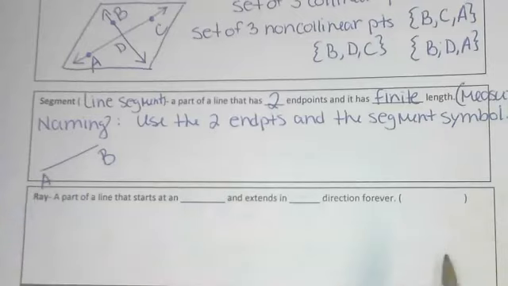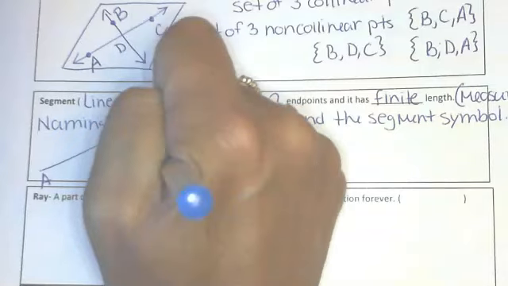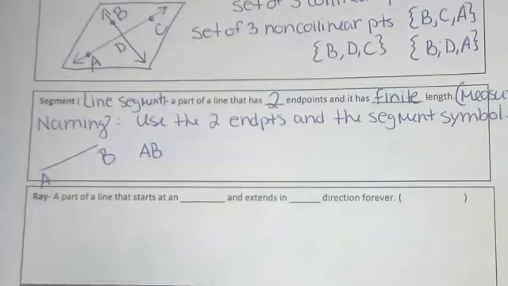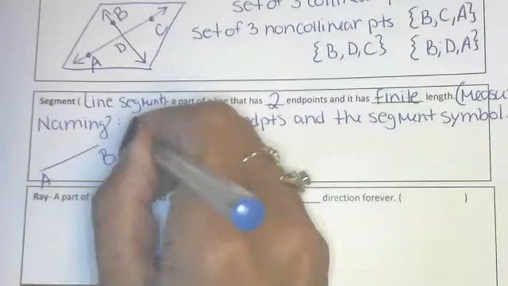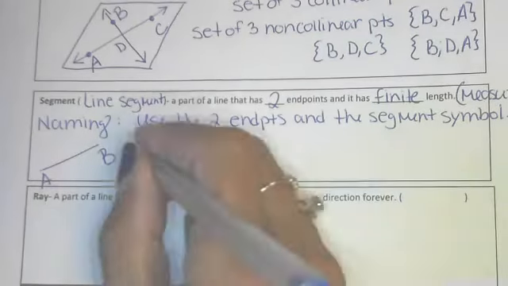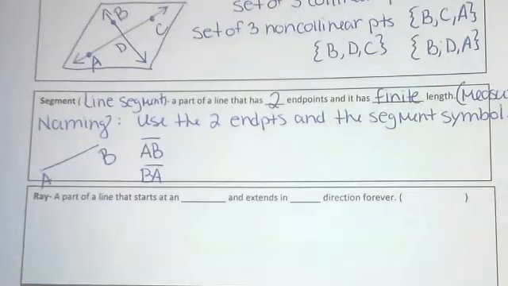So to name this particular segment, I would use the two endpoints. And what do you think the segment symbol looks like that I'm going to put above those letters? Layla? Line without the arrows? Call it a bar. Yep. A little dash without the arrows. Could I call it segment BA? Absolutely. So segments, the order of listing points doesn't matter.